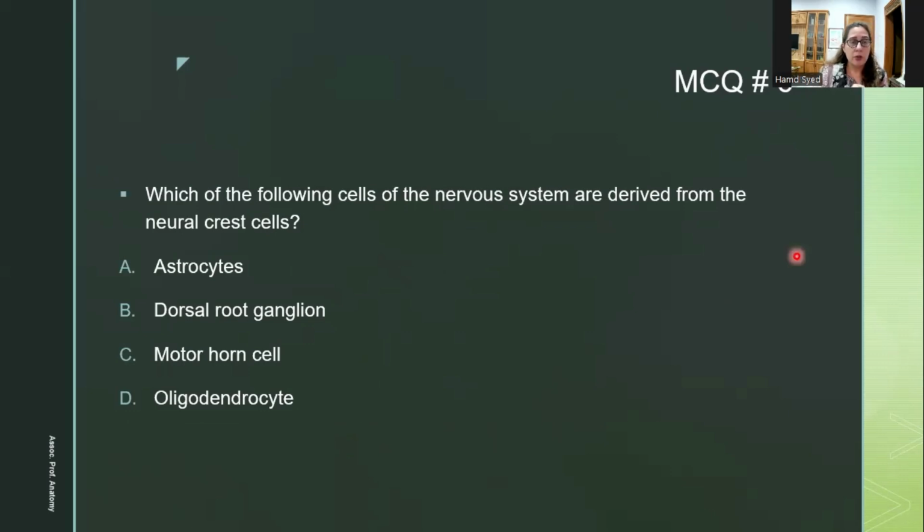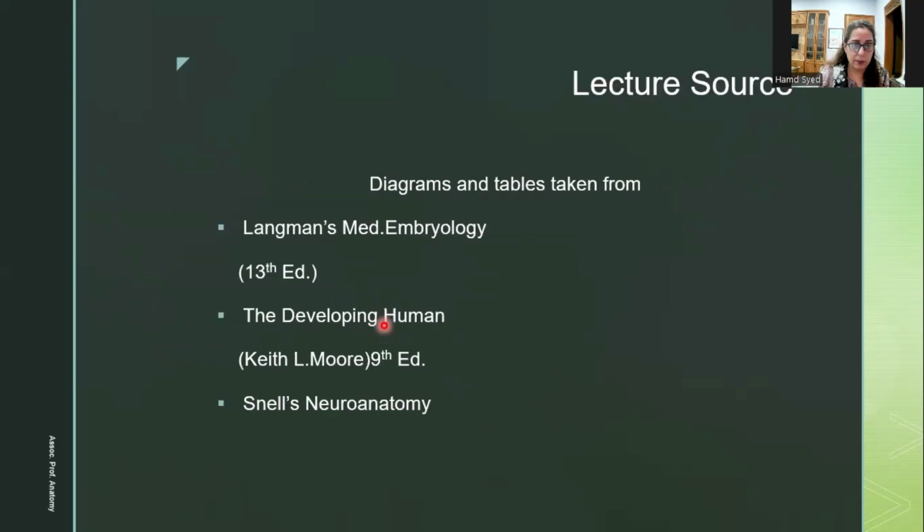Now the next MCQ: which of the following cells of nervous system are derived from neural crest cells? Neural crest cells are going to form dorsal root ganglion. Okay, so B is the answer for this question. You should be familiar with that by now. We repeatedly talk about the different tissues which are formed by the neural crest cells. Dorsal root ganglion are derived from neural crest cells.